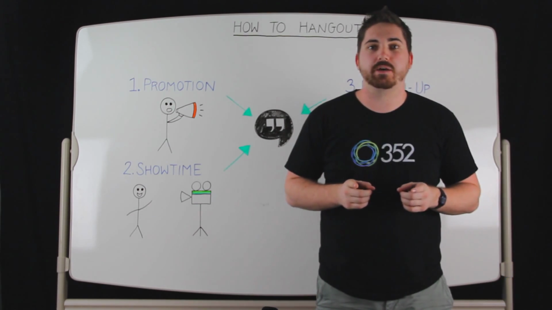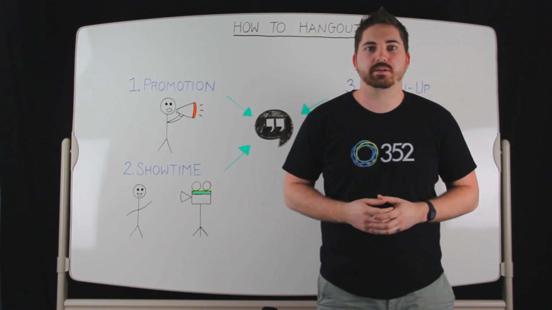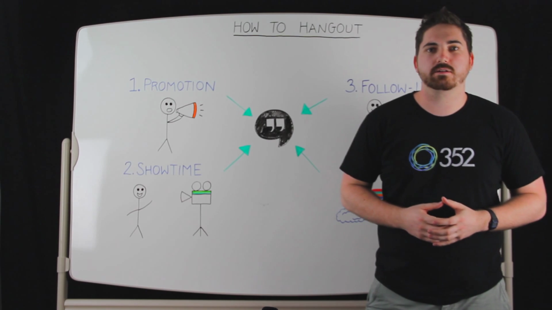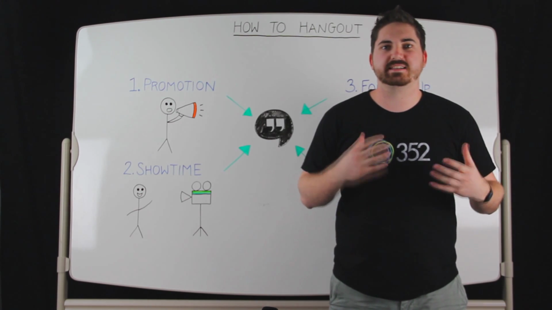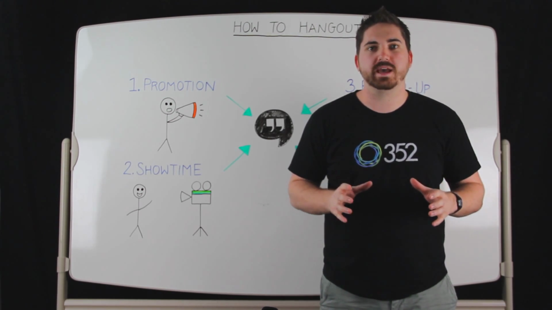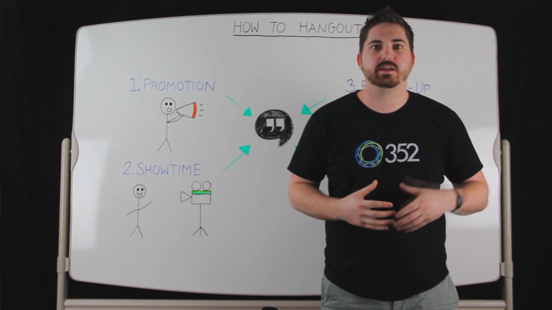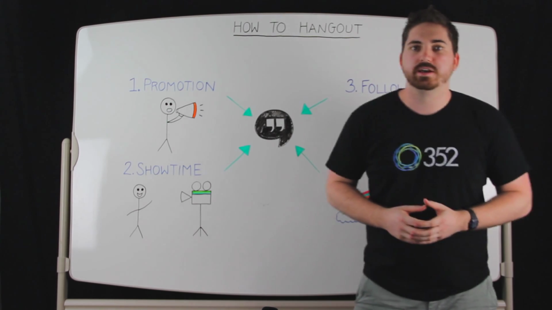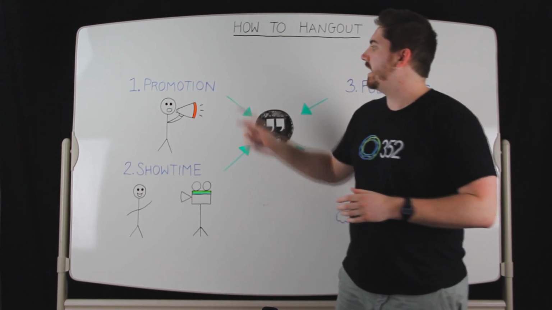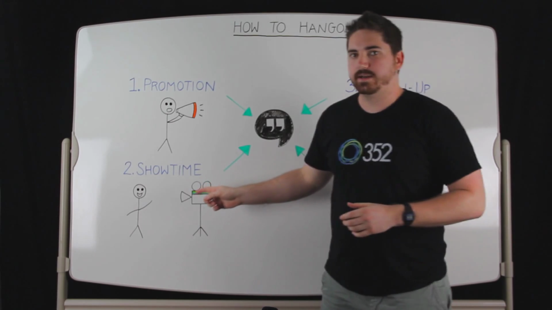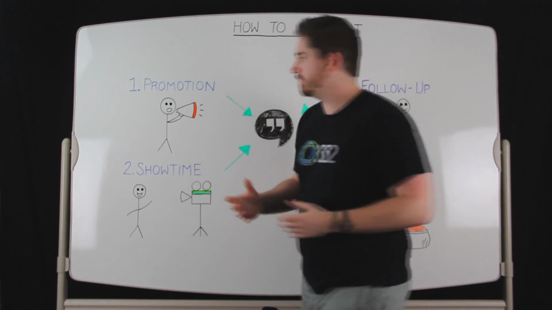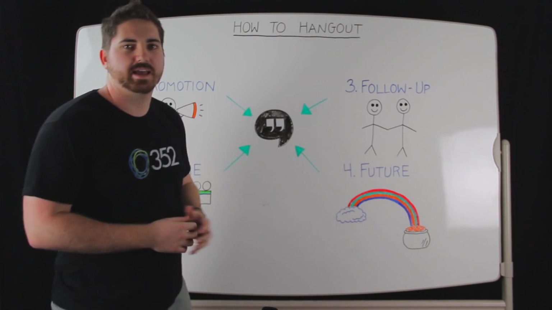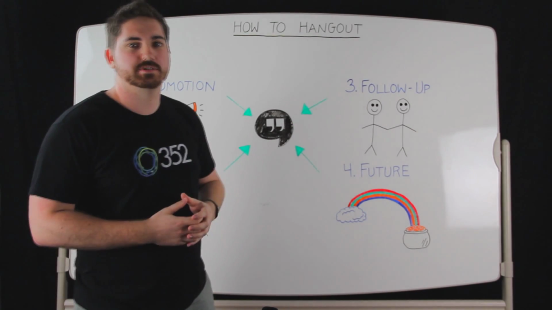I'm going to be teaching you how to hang out. Specifically, we're going to be talking about how to do a Google Plus Hangout on Air. Hangouts on Air are Google Plus's tool that lets you broadcast live to an audience over YouTube and let them interact with your brand, ask questions, and watch recorded versions of it in the future. Specifically, we're going to talk about how to promote it, showtime, which is while you're doing the Hangout, then a follow-up, and then the future of Hangouts on Air, at least what I think the future is going to be.